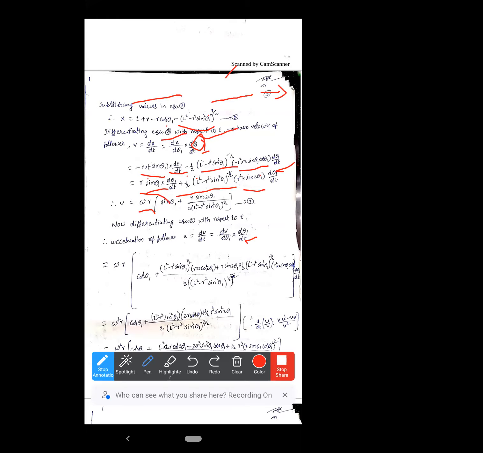This is taken as equation number 3. That is the velocity of the follower. Did you understand? It is just differentiation of our equations.